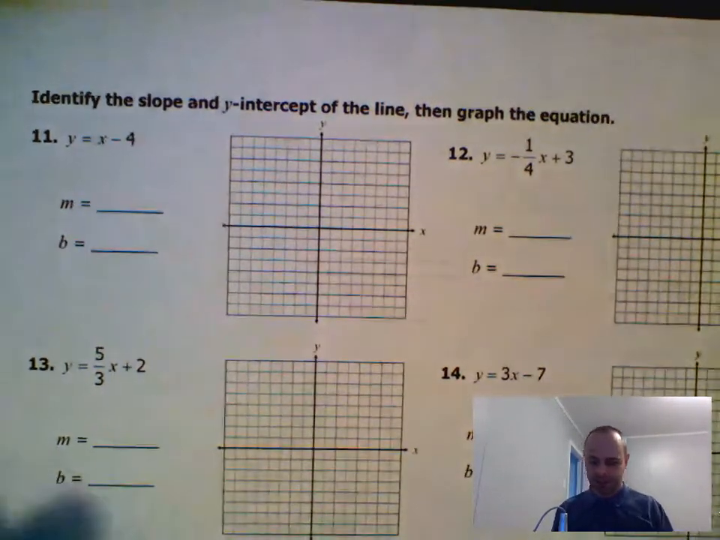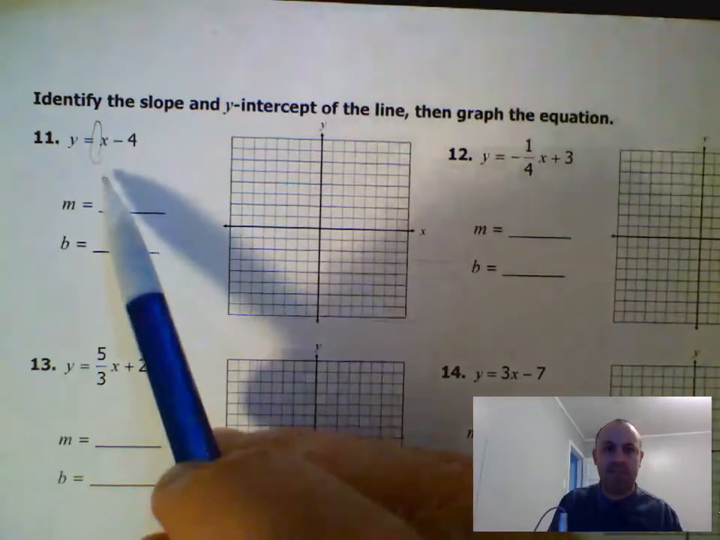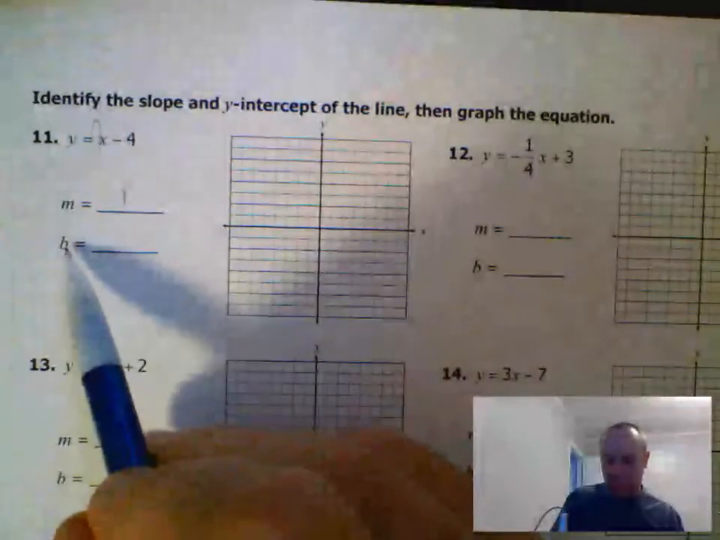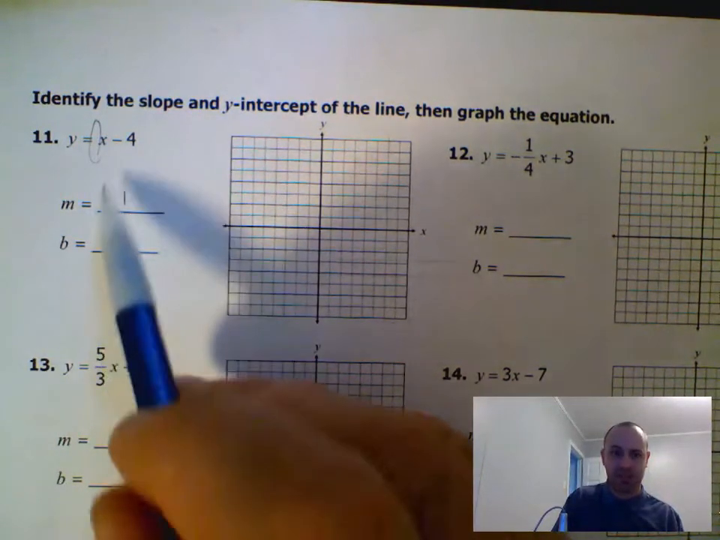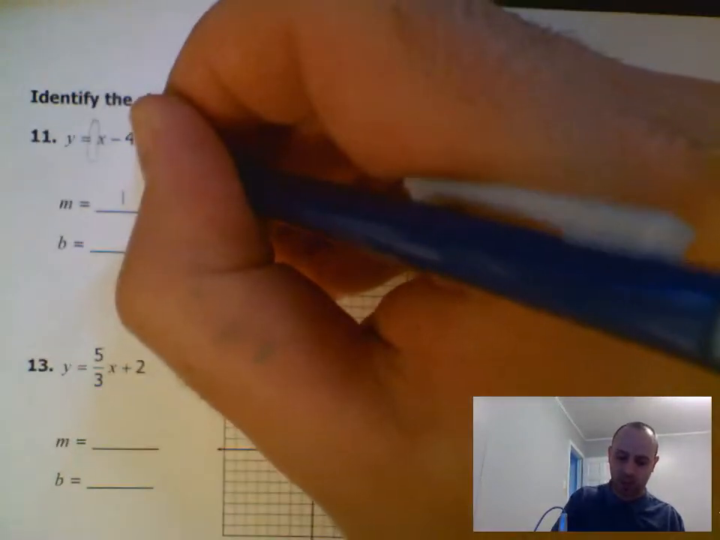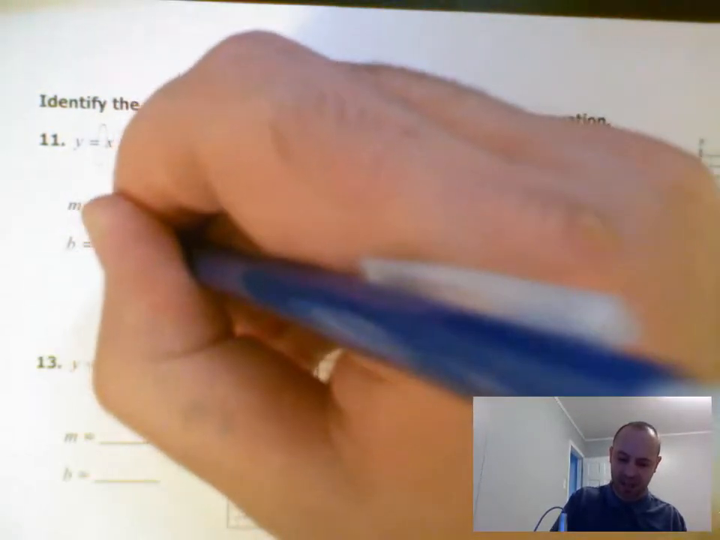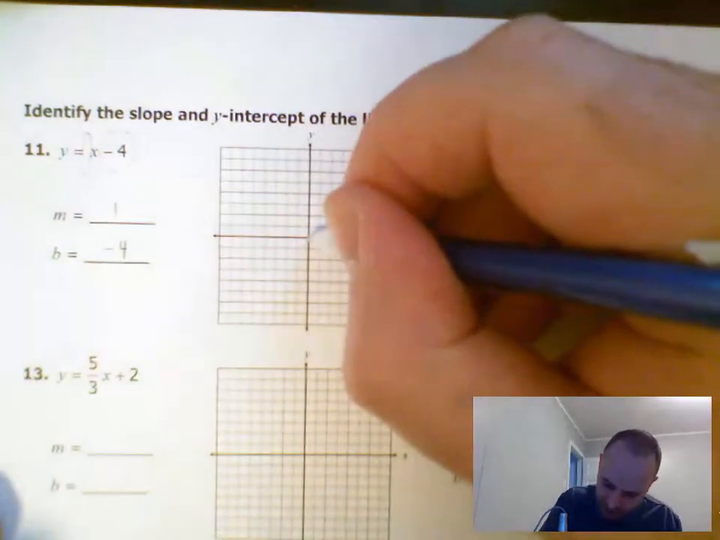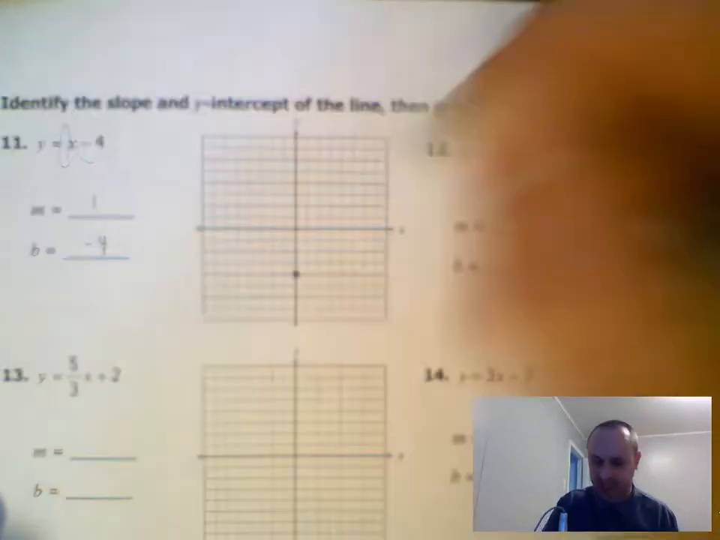Okay. So our slope is always the number before the x. So for number 11, in this case, our slope is going to be 1, because there's no number there, so it's like 1x, right? And our b, or where it crosses the y-axis, is always this, so that's negative 4. Okay. So that means there has to be a dot 1, 2, 3, 4 down. So I'll put a dot there.